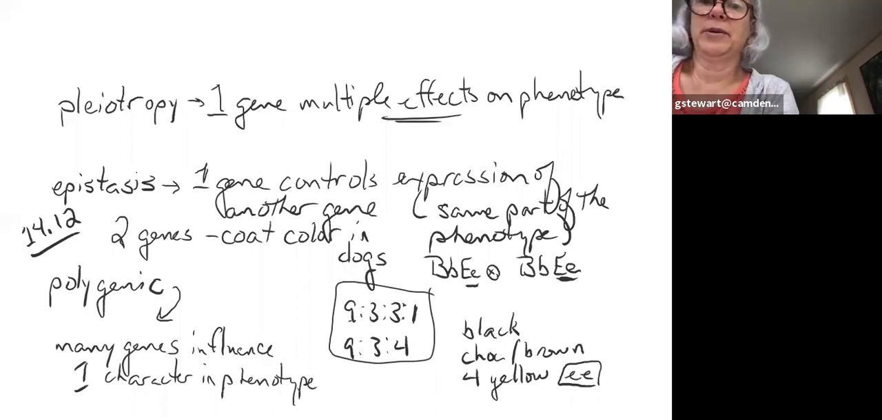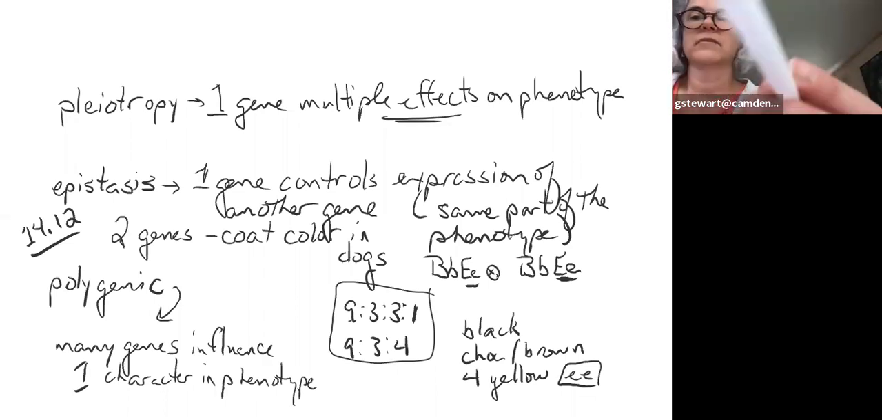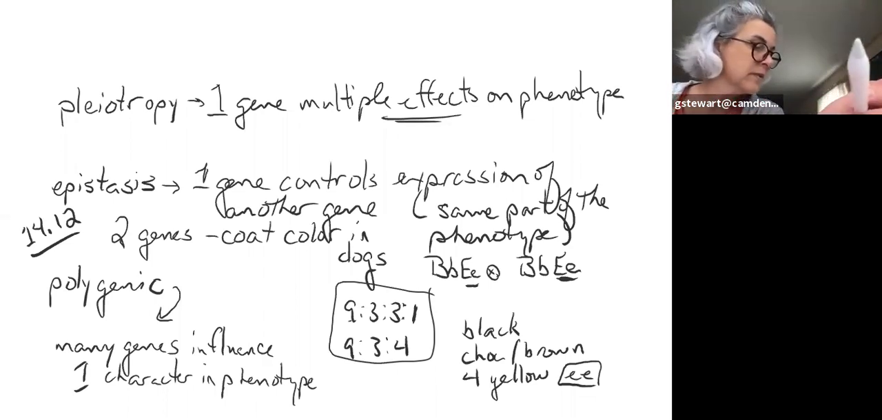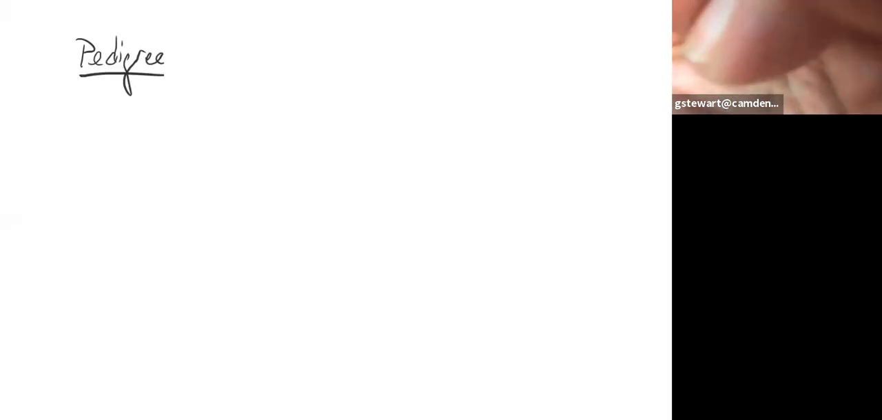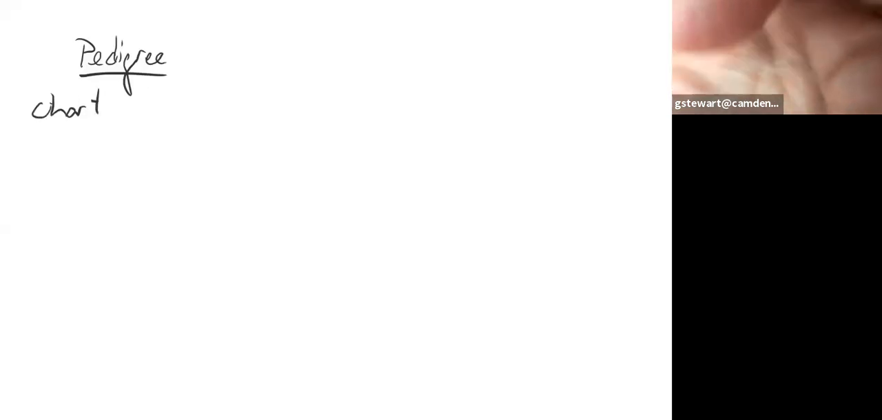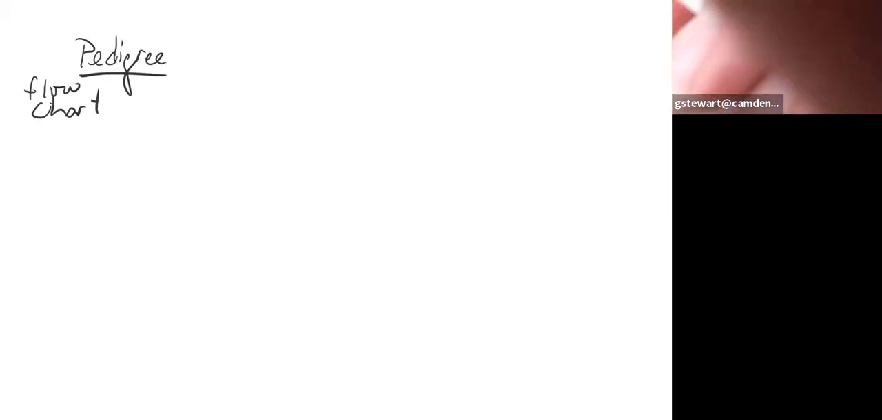Like height, for example, that's not controlled by a single gene, it's controlled by many. All right, now to trace a gene in a human, or maybe in a dog or a cat, where you don't have a lot of offspring in each generation, geneticists employ what we call a pedigree. A pedigree is a chart, like a flow diagram, in order to follow a particular trait through multiple generations.